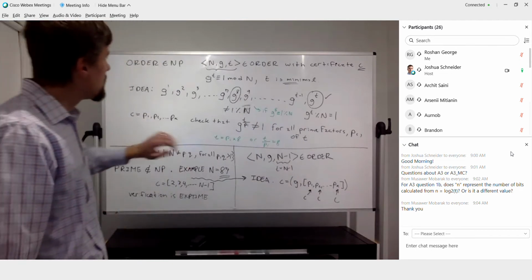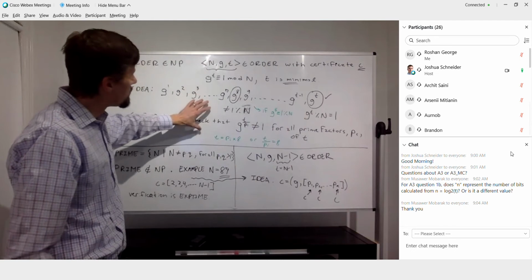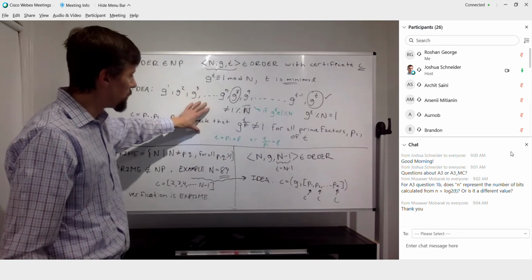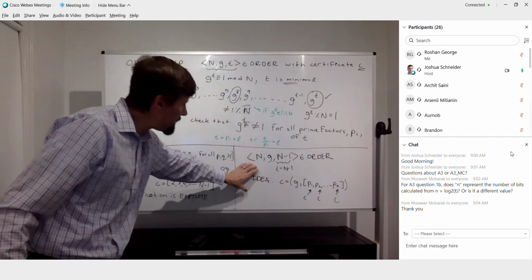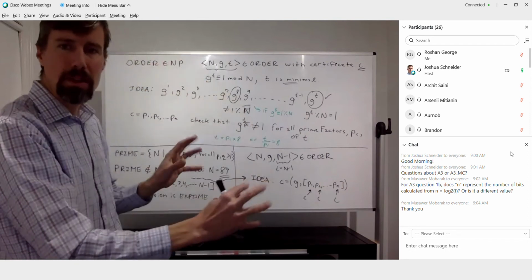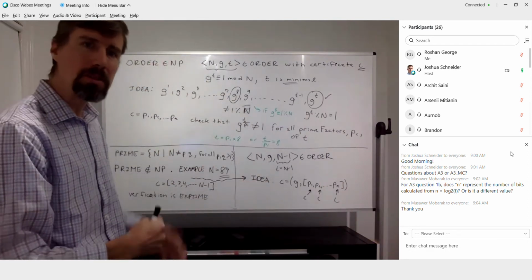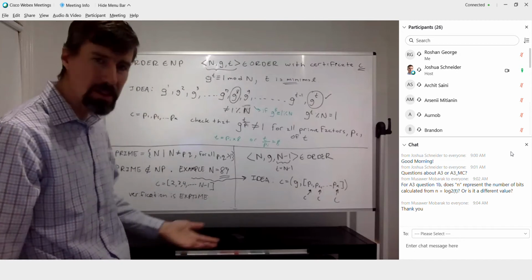So that's the idea. We're going to take this certification process that we have for order, and we're going to implant it in a certificate tree, to certify that a prime number is true. And it's more work than certifying for order, obviously.